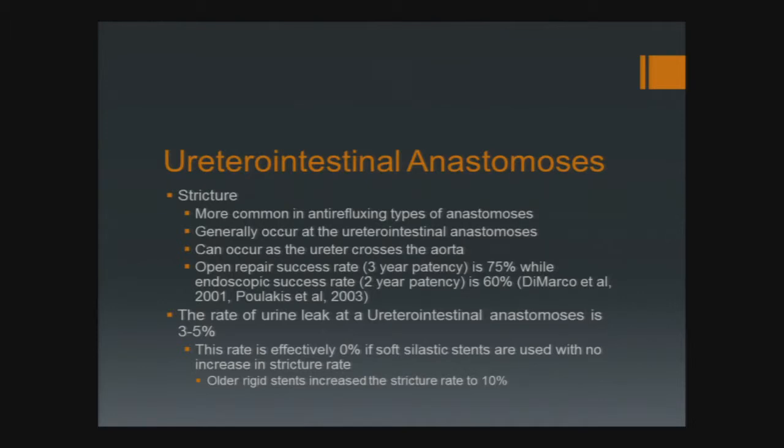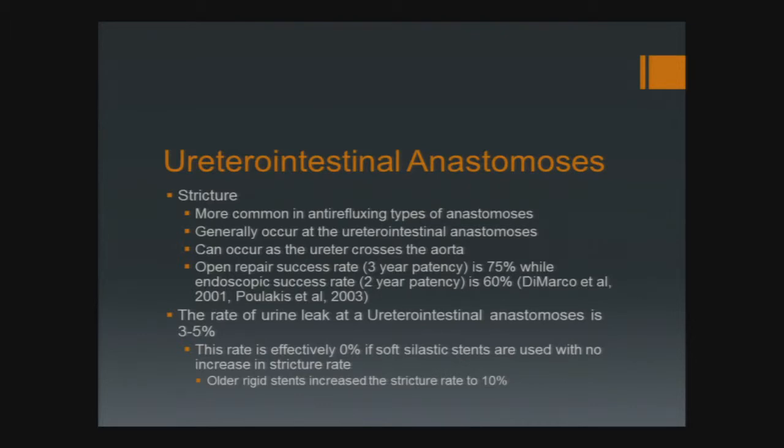remember about an endoscopic repair of these ureterointestinal anastomoses is they almost always have to be antegrade because you can't get to the stricture retrograde through a conduit, which does mean putting a hole in the kidney to get down to the stricture.